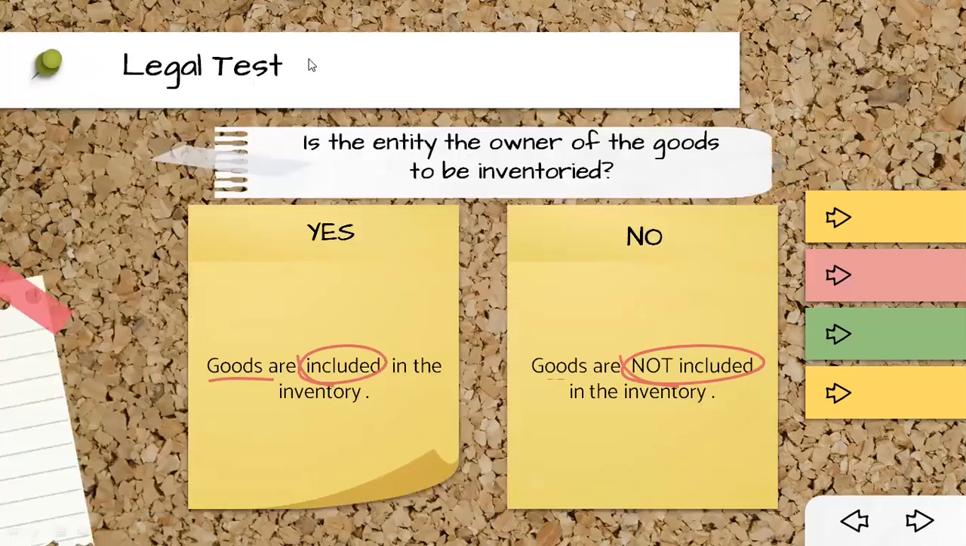Now, what is a legal test? So, this is the legal test. Is the entity the owner of the goods to be inventoried? If your answer is yes, then those goods, of course, are included in your inventory. If your answer is no, then those goods are not included in the inventory. So, simple as that. If you own the goods, then you have to record it as part of your inventory. Otherwise, do not record it because it's not yours.